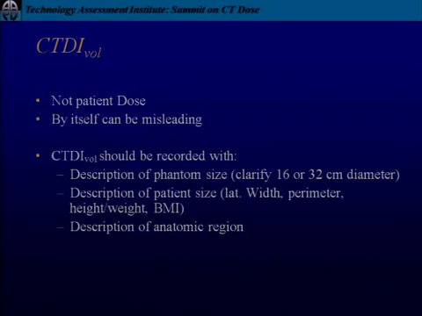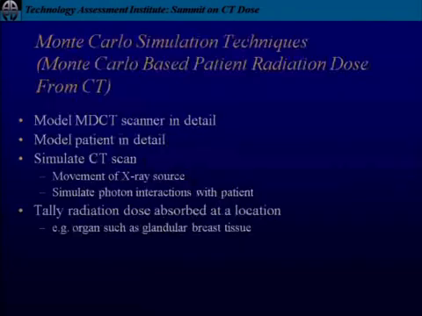We need some description of patient size. Cynthia uses lateral width. We've been using perimeter in our stuff, but some descriptor of patient size puts this into context. I also really prefer that we have some description of anatomic region. Okay, if all you see is a number, again, we tolerate much higher doses in the head. We need that, okay, than we do in other parts of the body.